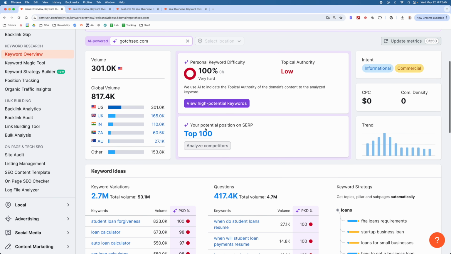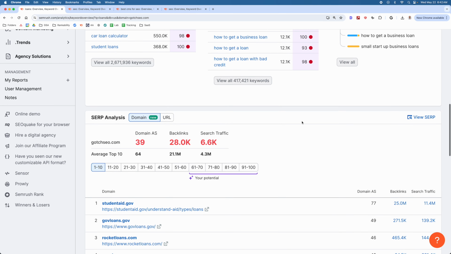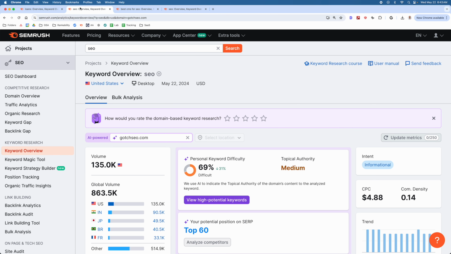Now we can go here and you can see your potential position in SERP. It says top 100, but realistically, I'm probably not gonna end up there, right? I mean, this is like best case scenario, I could end up on page 6, okay? And like, so it's not worth it. So let's look at a different one that's a little more realistic.